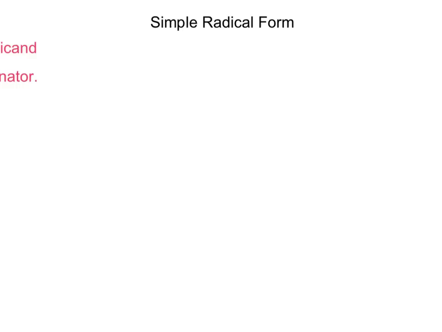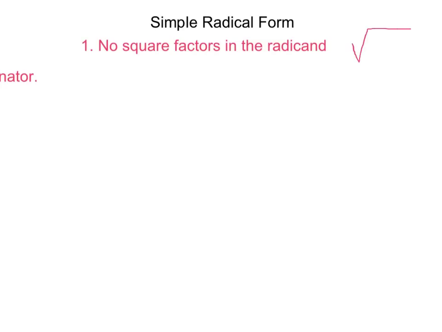I want to talk about simple radical form, which is a way to write radicals as an exact value, but in a kind of standardized form. There are two rules. One rule is no square factors in the radicand. That means under the square root sign. So it's not in simple radical form if you have a 16 in there, or if you have a square root of 12, because 12 is 3 times 4 and 4 is a square factor. So you can't have any square factors in the radicand.